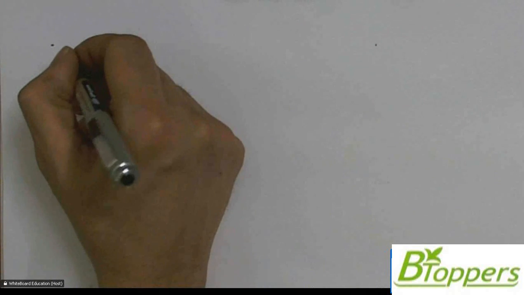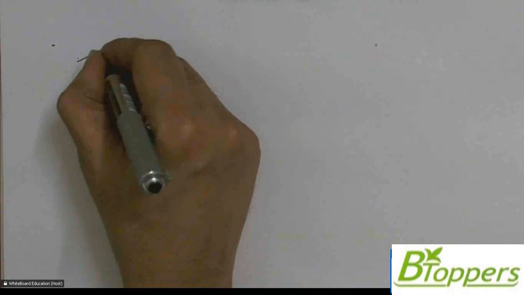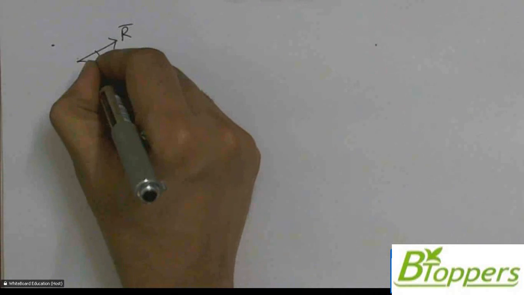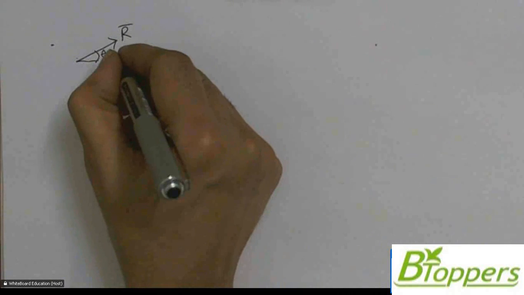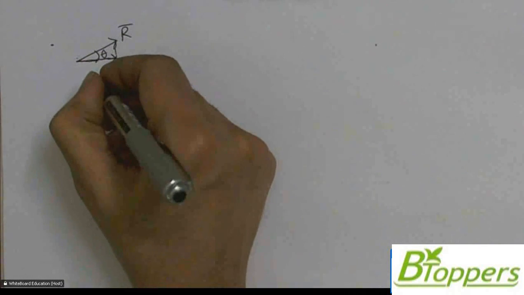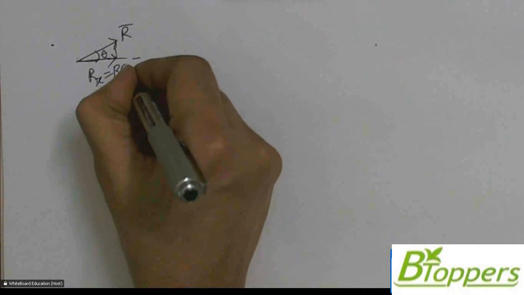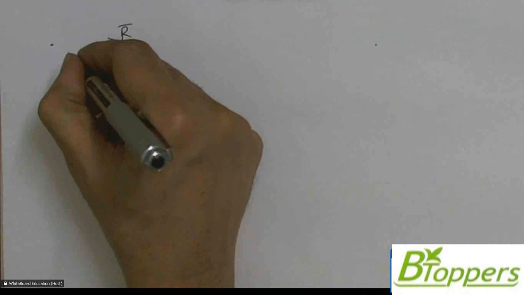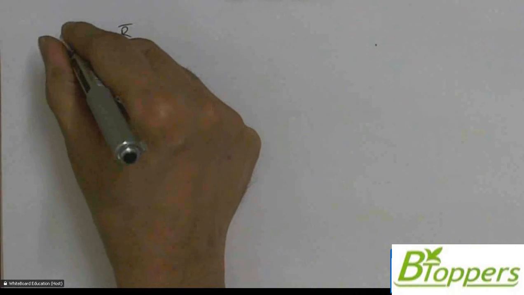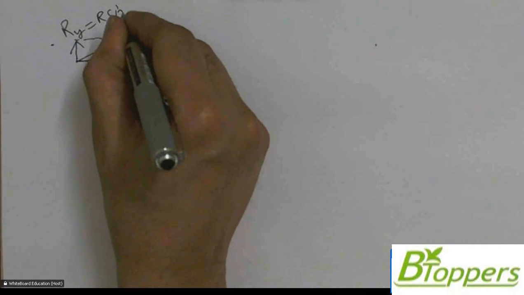So, just as I have discussed, if the vector r bar makes an angle theta with the positive direction of x-axis, the x component of the vector will be equal to r cos theta, and the y component of the vector is given by ry equal to r sin theta.